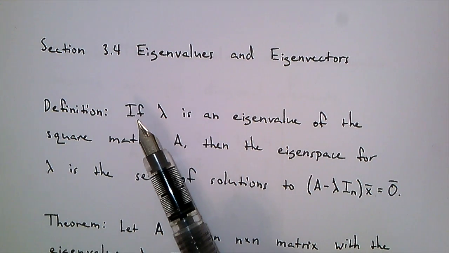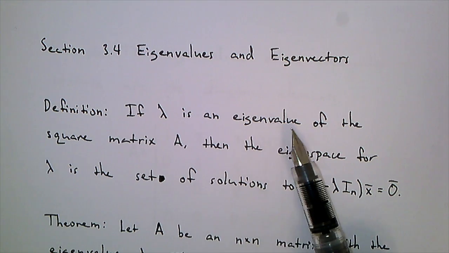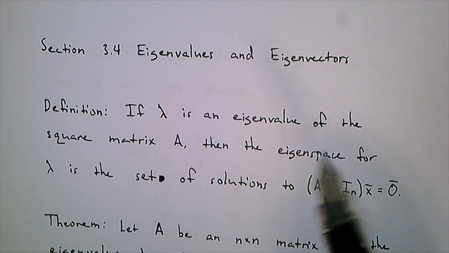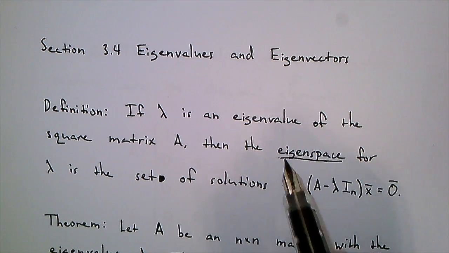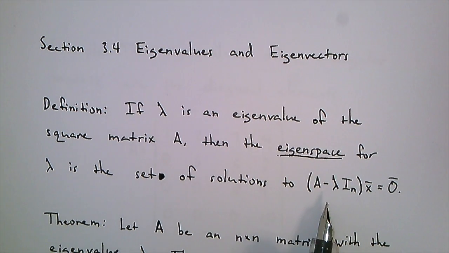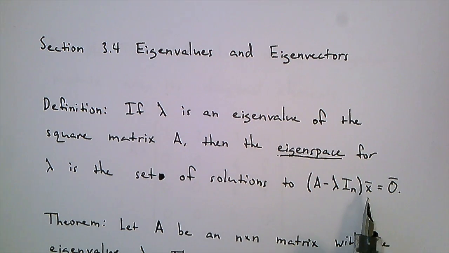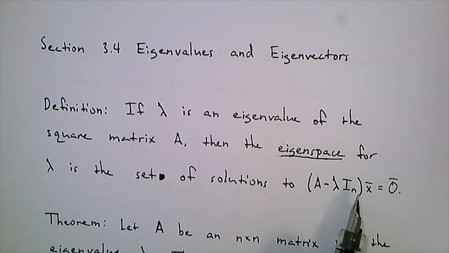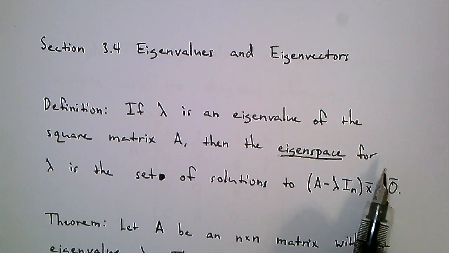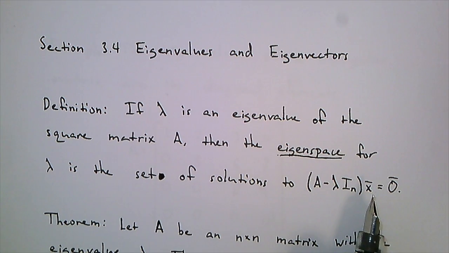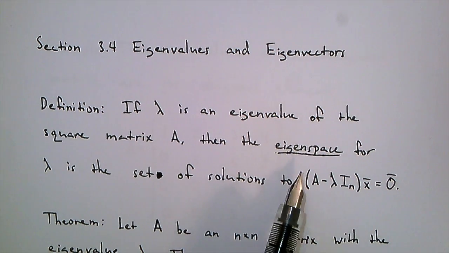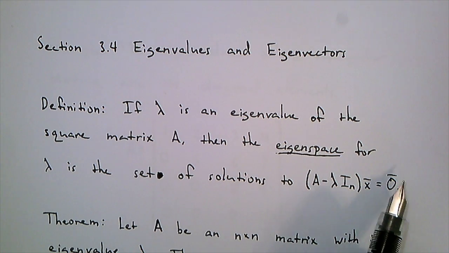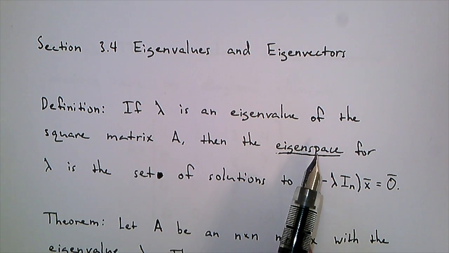And here's our definition. If lambda is an eigenvalue of a square matrix A, then the eigenspace for lambda is the set of solutions to the equation (A minus lambda I) times x equals 0. So remember, this is the equation that we were solving to find the eigenvectors corresponding to lambda. And this solution set is called an eigenspace.